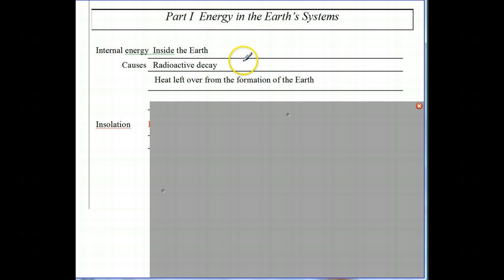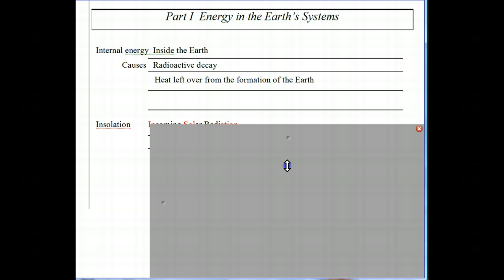If you remember elements like uranium 238, rubidium, and carbon 14, those radioactive elements, when they decay to their daughter products, like we learned last unit, give off some energy. And some of that energy is heat. That helps to keep the Earth's temperature warmer than it would be without them. That's a small amount of the energy that we have inside the Earth.